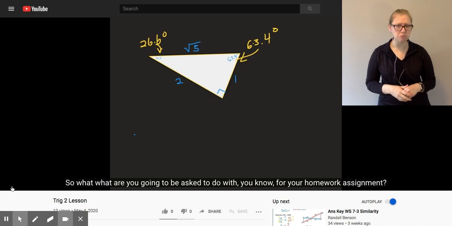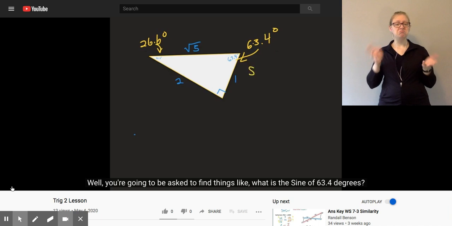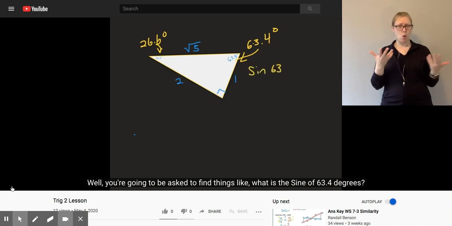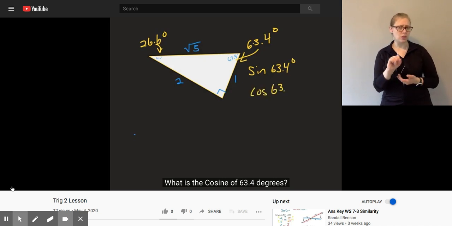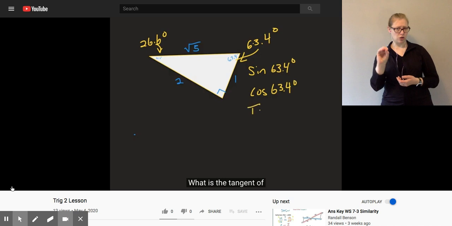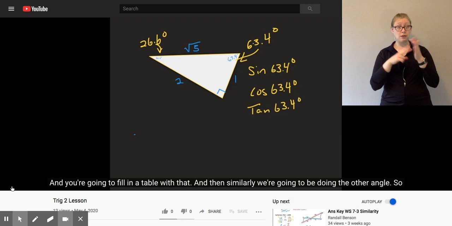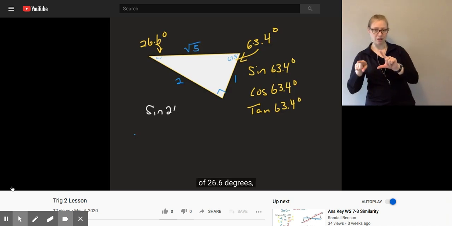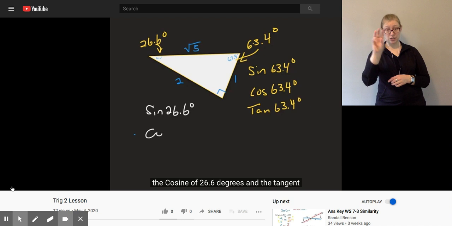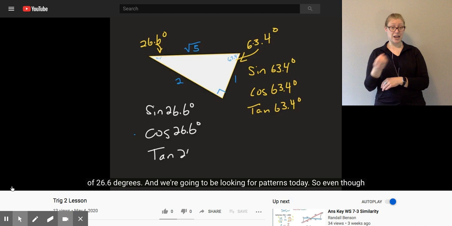So what are you going to be asked to do for your homework assignment? Well, you're going to be asked to find things like, what is the sine of 63.4 degrees? What is the cosine of 63.4 degrees? What is the tangent of 63.4 degrees? And you're going to fill in a table with that. And then similarly, we're going to do the other angle: the sine of 26.6 degrees, the cosine of 26.6 degrees, and the tangent of 26.6 degrees.